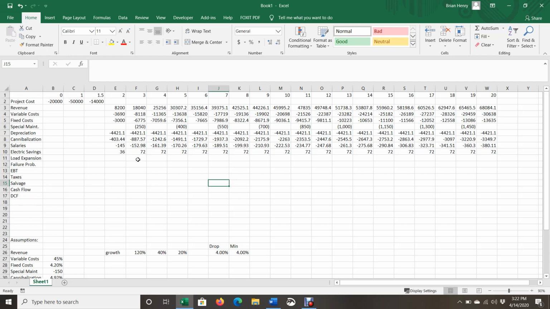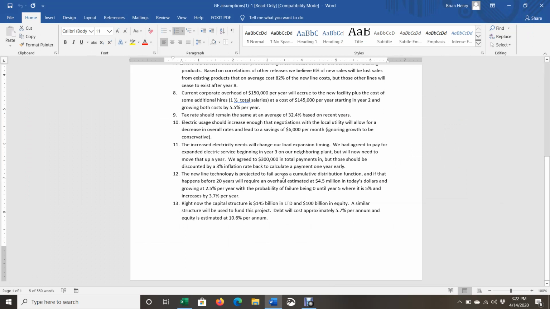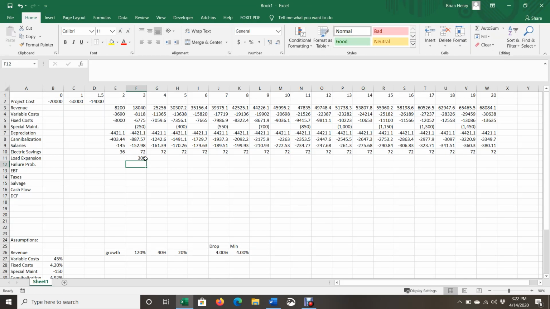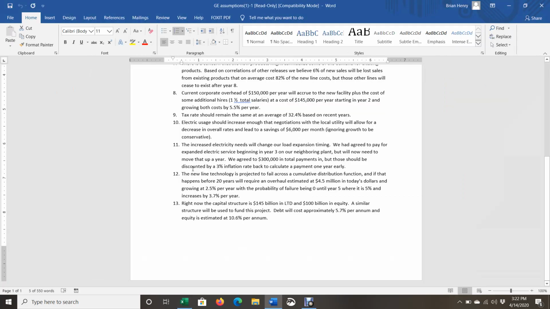And so for load expansion, again, what it said was we were going to spend $300,000 in year 3. Now we need to move that up to year 2. It says, but now we will need to move that up a year. So we will no longer be spending $300,000 in year 3 like we were going to. We're now going to spend money in year 2 instead. And so actually in year 3 we get a positive $300,000. And instead, we're going to make the negative payment that the cost is going to hit in year 2. So without the project, it would have hit here. Now it's going to hit here. We just have to shift it.